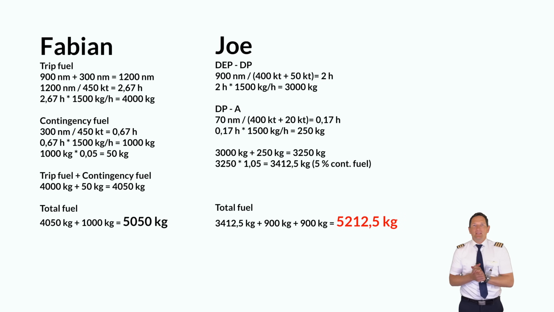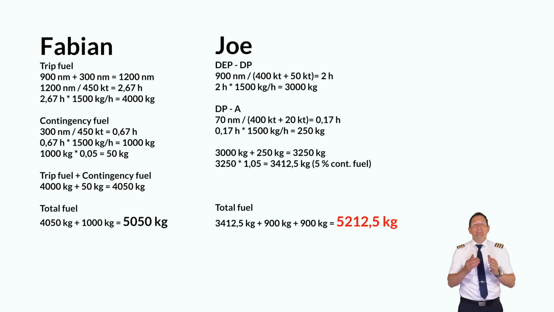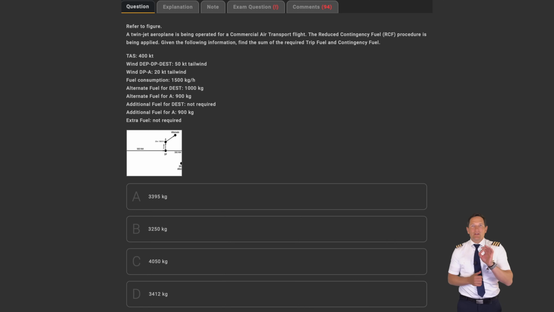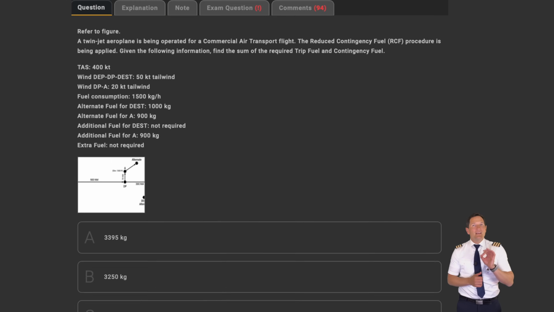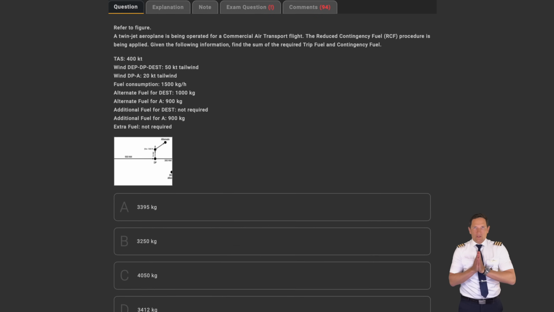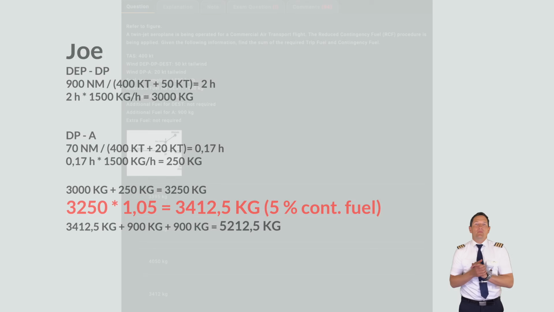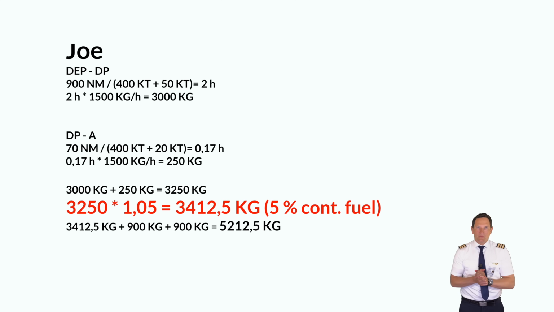And according to CAT OPMPA.150B, the fuel policy for reduced contingency fuel planning, you shall choose the greater of the two options. Now it's up to you to read the question carefully, which says, find the sum of required trip fuel and contingency fuel. So we choose the greater option trip fuel, the one that I did, plus the contingency fuel and end up with 3,412 kilograms.